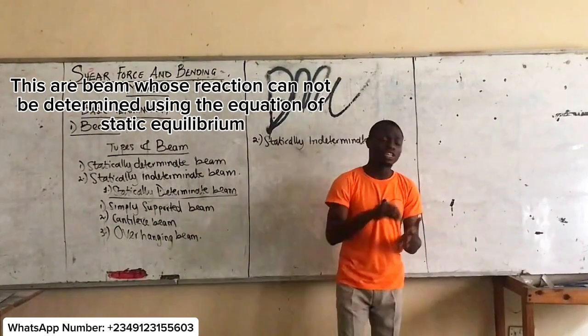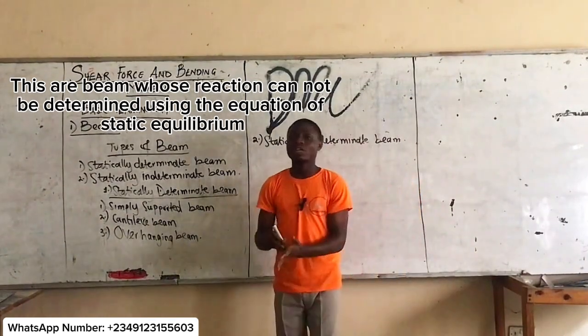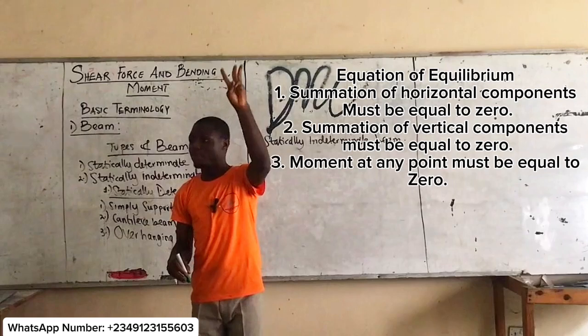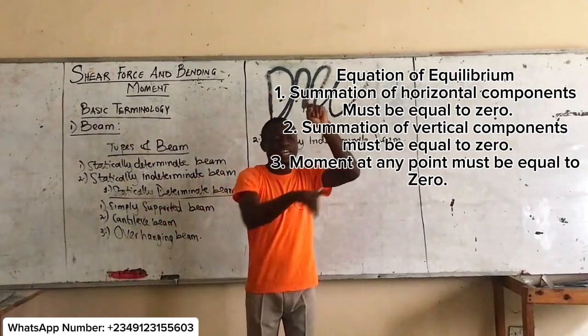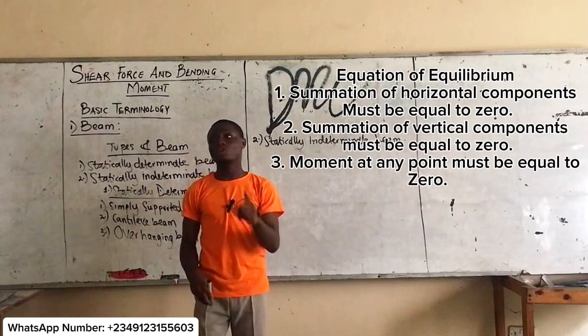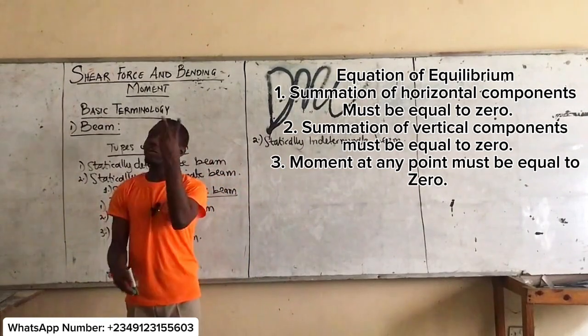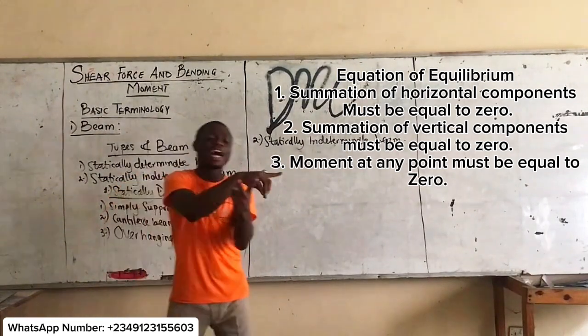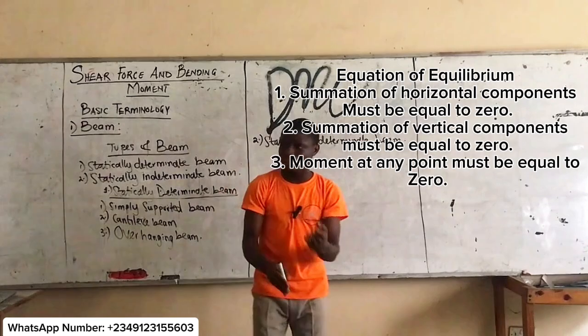So you have heard the words equations of static equilibrium. There are three equations of static equilibrium. The first one is what? The addition of all horizontal components must be equal to 0. The second equation of equilibrium is that the addition of vertical components must be equal to 0.